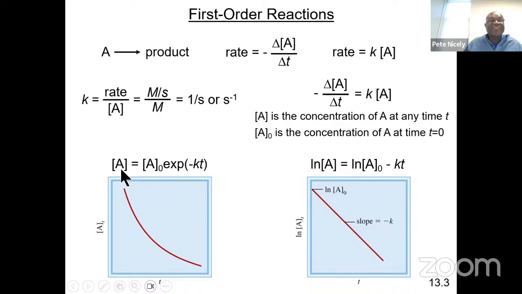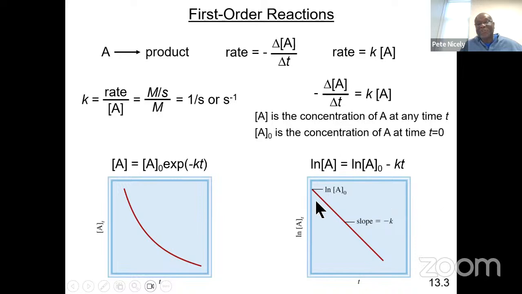This expression here is saying the same thing as this. It's just a different way of expressing it, right? This is the natural log of A is equal to the natural log of the initial concentration of A minus kt. And the reason why this is more useful is that if you plot the natural log of A versus t, you're going to get a straight line sloping like this, where the slope would be equal to minus the rate constant, minus k, and the y-intercept would be equal to the natural log of the initial concentration of A.